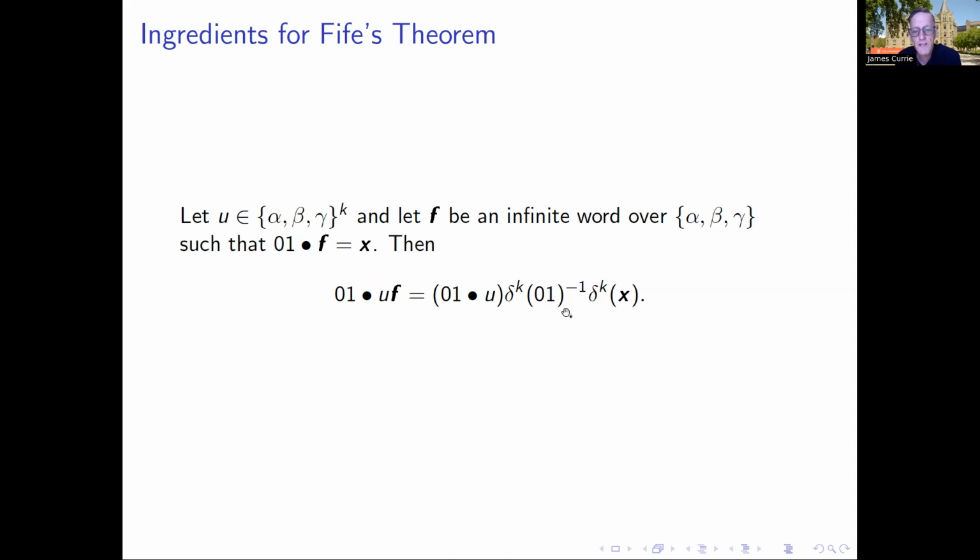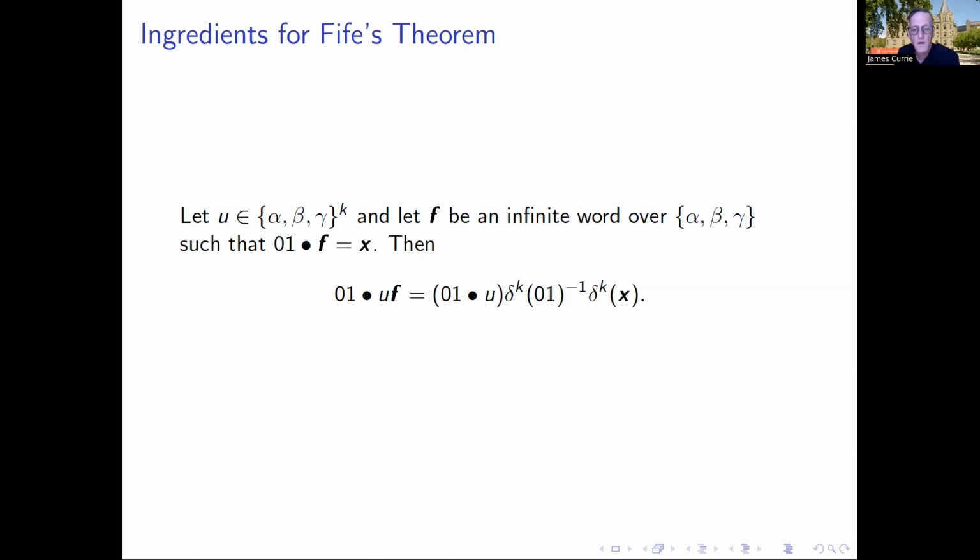And that suffix is the highest power of delta which is a suffix of 0, 1 bullet U. So this is at the end of 0, 1 bullet U. And then F is going to be applied to that. F will take this highest power and start doing things to it. But we're actually starting with delta to the K of 0, 1. So one ends up with this identity.